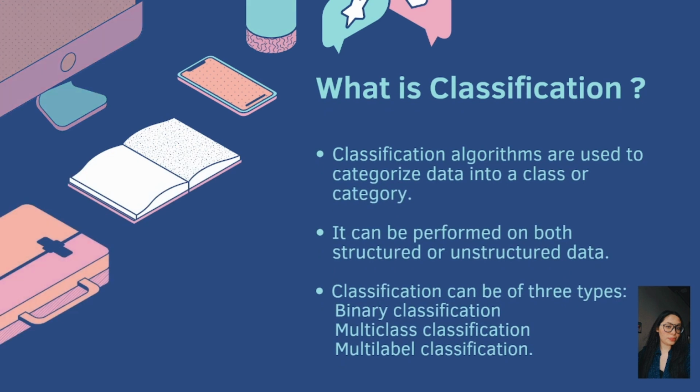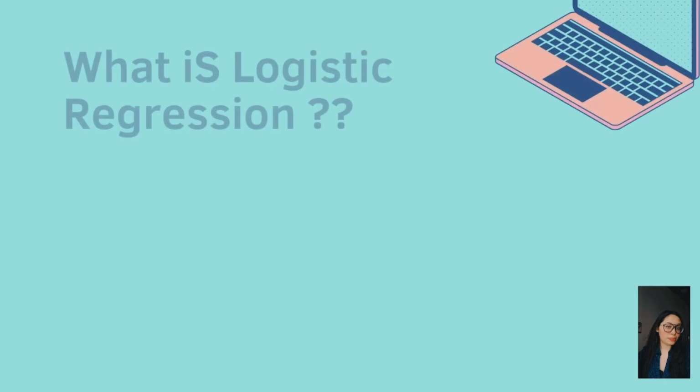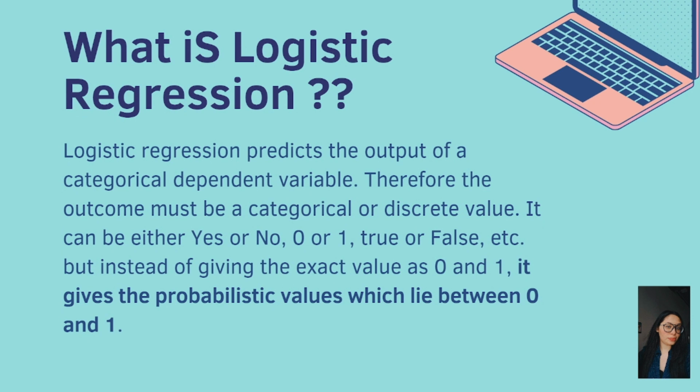Now, the first concept which we will deal with is logistic regression. So what is it? It uses one or more independent variables to determine an outcome. It tries to find a best fitting relationship between the dependent variable and a set of independent variables.